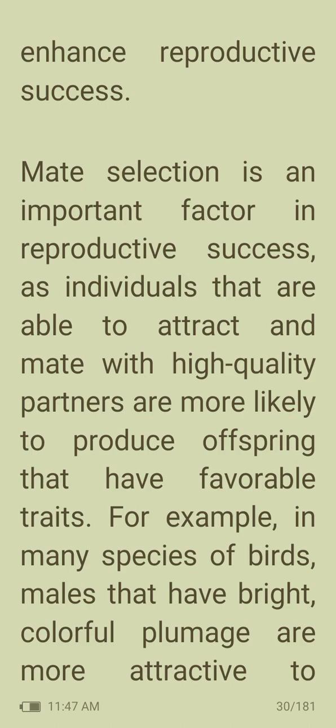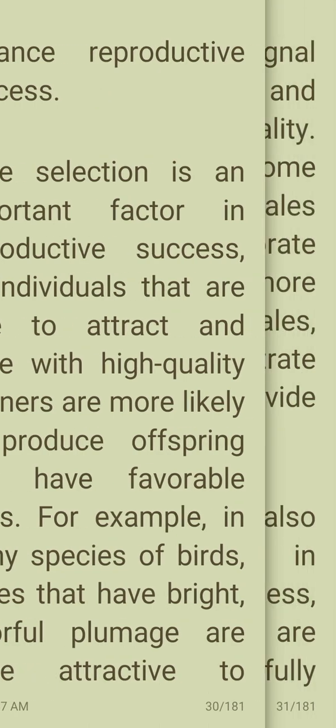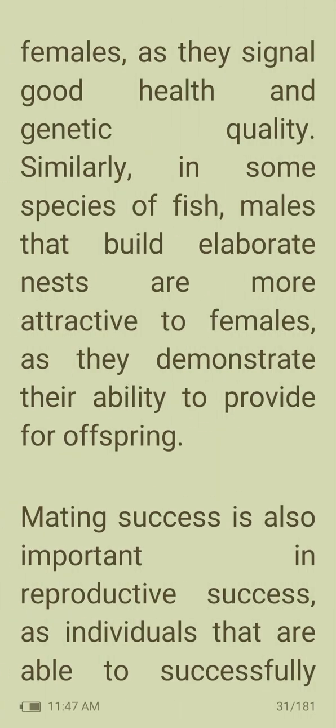Mate selection is an important factor in reproductive success, as individuals that are able to attract and mate with high quality partners are more likely to produce offspring that have favorable traits. For example, in many species of birds, males that have bright colored plumage are more attractive to females, as they signal good health and genetic quality. Similarly, in some species of fish, males that build elaborate nests are more attractive to females, as they demonstrate their ability to provide for offspring.